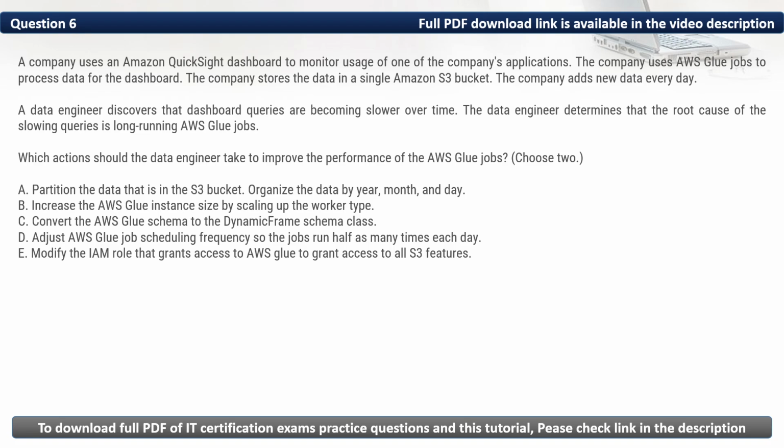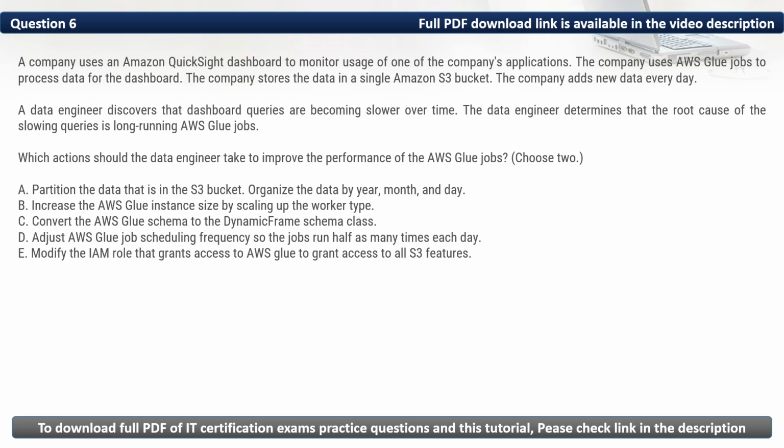In this question, the company is using QuickSight to monitor data, AWS Glue jobs to process data, and an Amazon S3 bucket to store data. The company adds new data every day. The data engineer notices that the dashboard queries are becoming slower over time and determines the root cause to be the long running AWS Glue jobs.